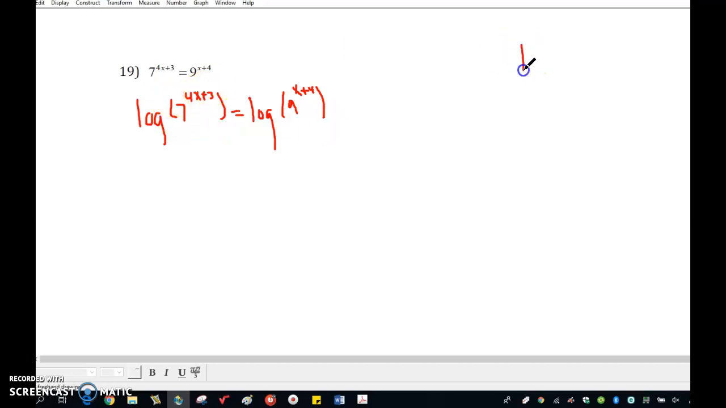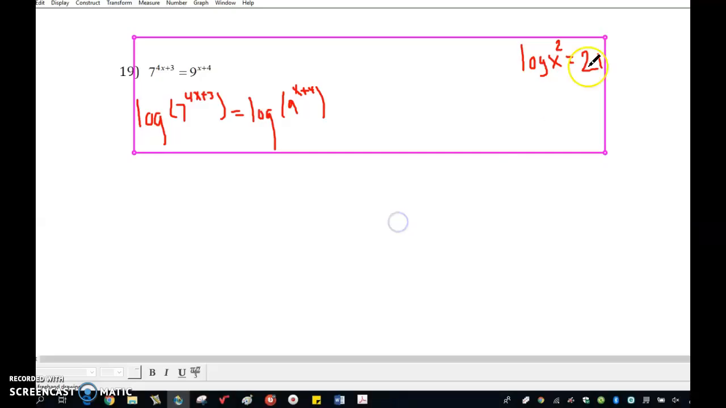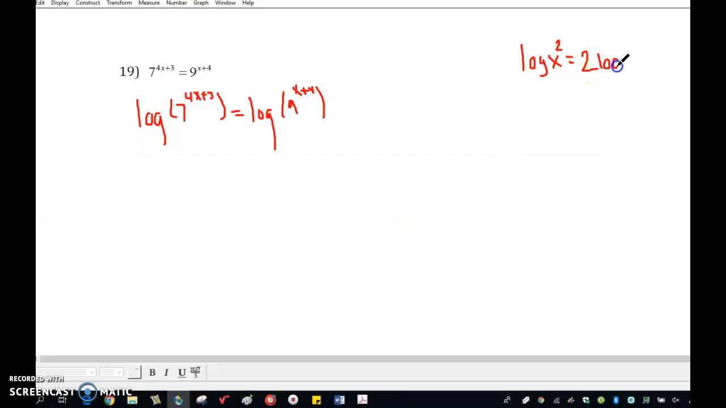But the power rule, when you have log, let's say, of x squared, says that anytime you have an exponent, that's going to go in the front of the log to be multiplied. So I'm going to take all of this, 4x plus 3, times the log of 7, and that's going to be equal to x plus 4 times the log of 9.